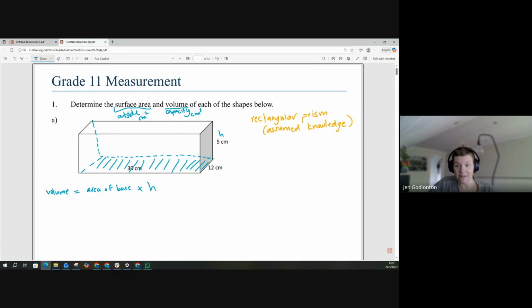The area of the base in this case is just a rectangle, so it's just going to be 30 times 12. And then we're going to times it by our height, which is 5. And that should give us 1800 centimeters cubed. And it's centimeters cubed because we're multiplying 3 centimeters. That's why we're cubing it.